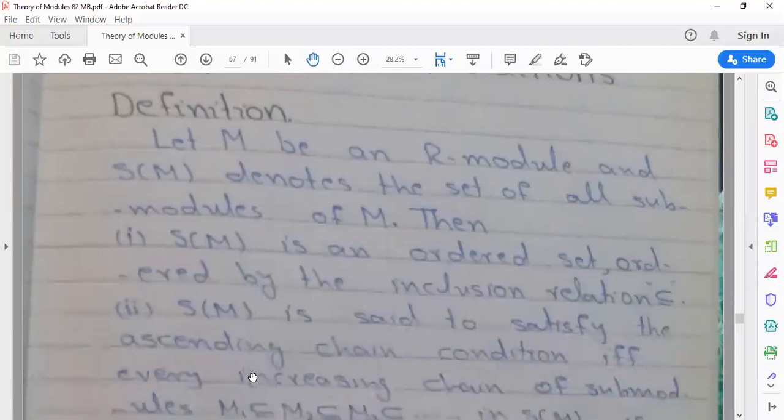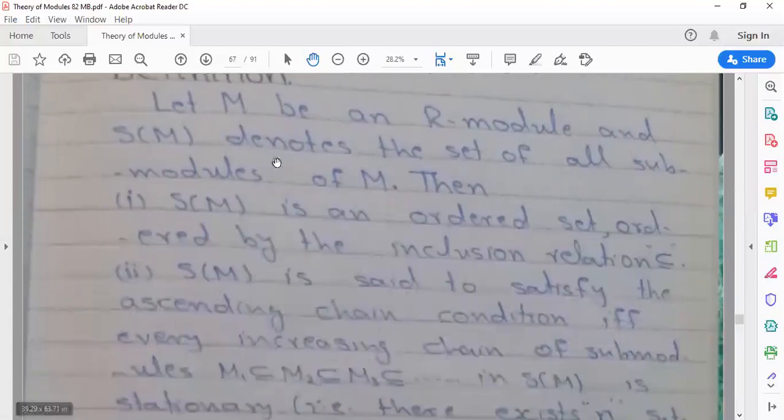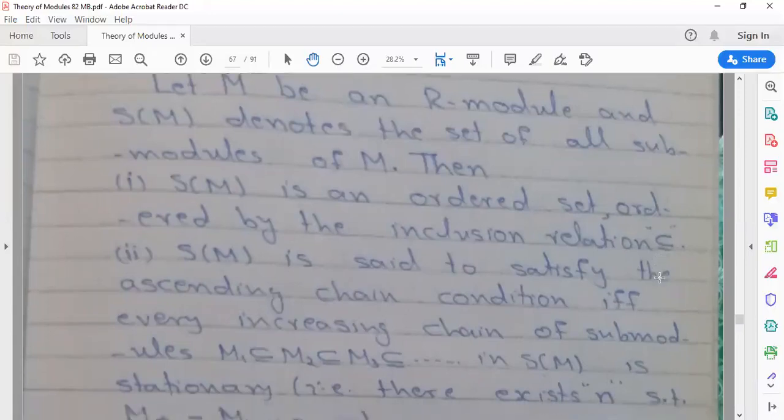In our module, let M be an R module and Sm denote the set of all submodules of M. Then Sm is an ordered set, ordered by the inclusion relation, subset, which means that one subset is contained in another. In many examples we have used equality, but here it is a set, so we have used subset.